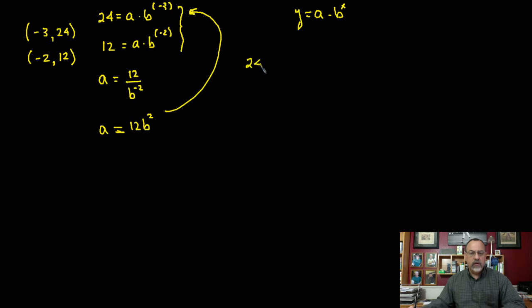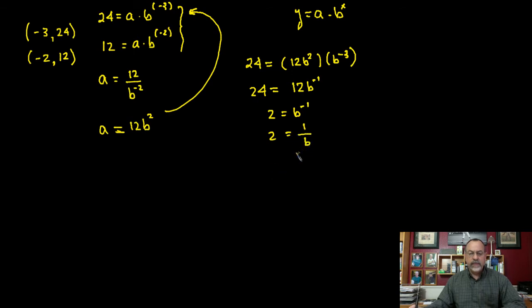So I have then 24 is equal to the a value, which I now know is 12b squared, times b to the negative 3. Now, these are numbers or variables that I'm multiplying together so I can add the exponents. So I have 24 is equal to 12b to the negative 1. And then dividing by 12, I have 2 is equal to b to the negative 1. Now, in order to make this exponent positive, I need to move it to the denominator. So that's going to be 1 over b is equal to 2. And now I'm going to multiply both sides by b in order to get this, and so then I end up with b is equal to 1/2.